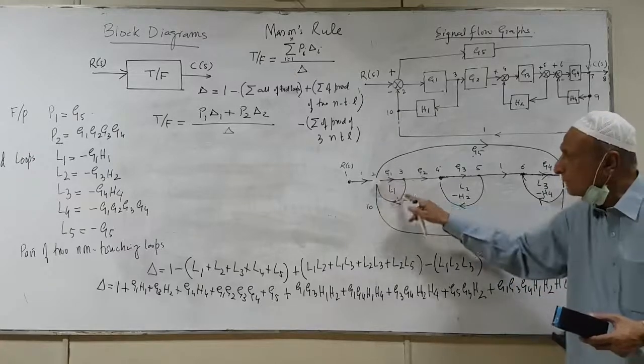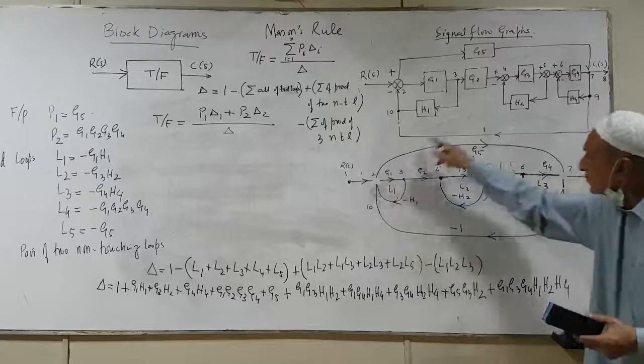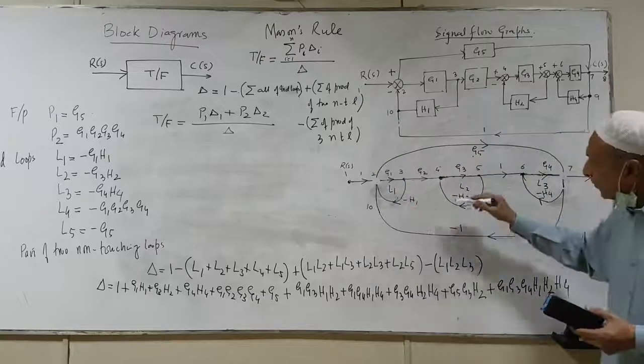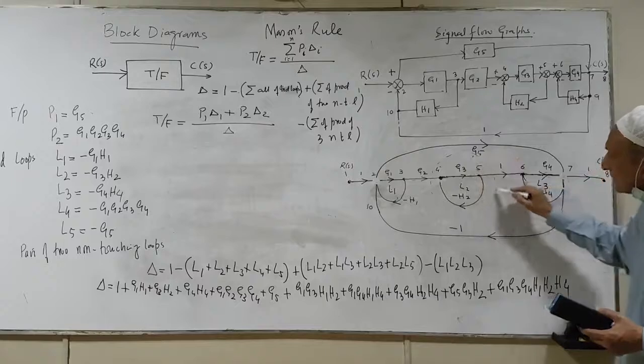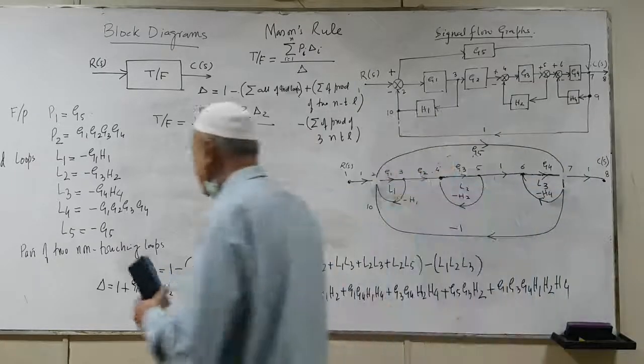This is no more in a proper shape. This is no more in a proper shape. The outer loop is no more in the proper shape. Only this loop is in the proper shape. So what is actually delta 1?